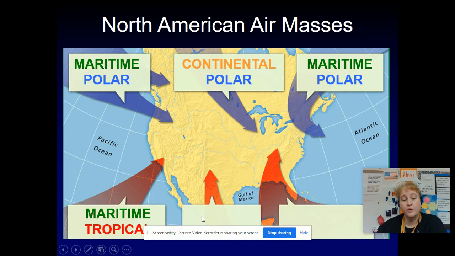If it's coming from over Mexico or maybe Central America, then it's coming over a landform. The landform is going to mean it's a much drier air mass, but it's still in a warm region, so we would call this one a continental tropical air mass.